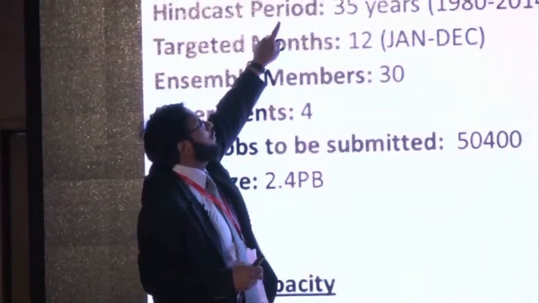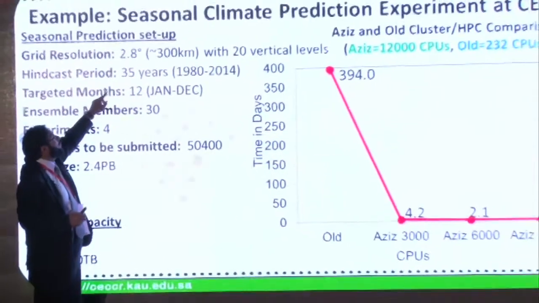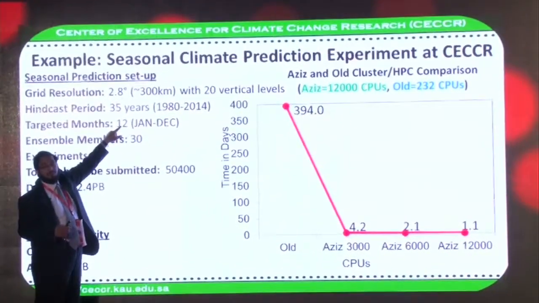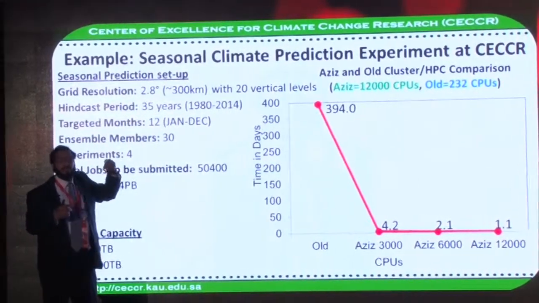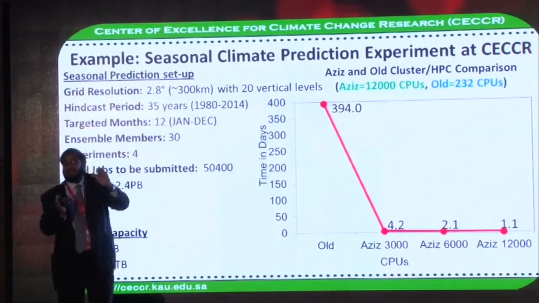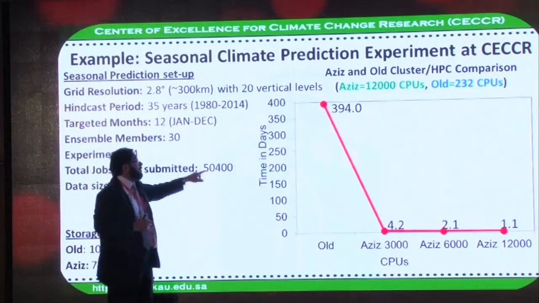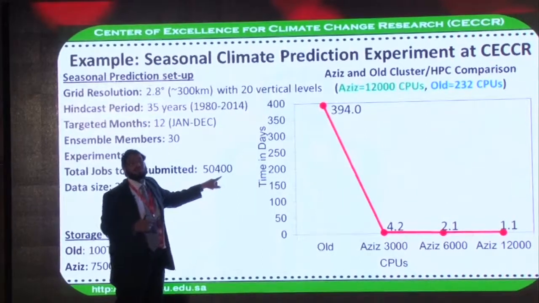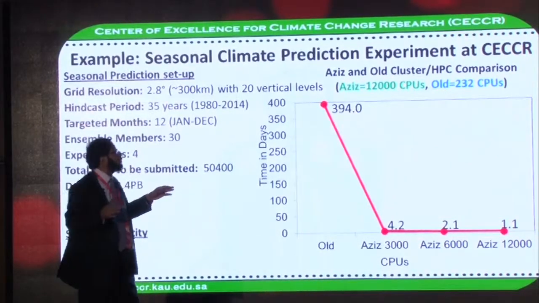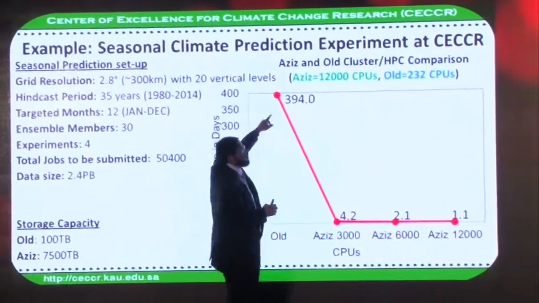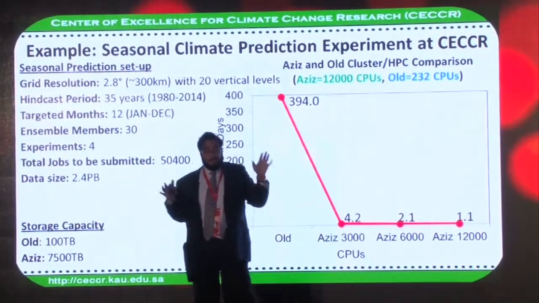It means forecasting. We want to do a climate forecast for 35 years, and we need to do 12 months from January to December. But in an ensemble, remember, it means that you need to run the model for each month 30 times, and then you take the average. So the total runs with the four experiments, you need 50,400 runs. And if you want to utilize our old system, the 232 cores, then we need to wait 394 days to complete our simulations. See, it's really very big.